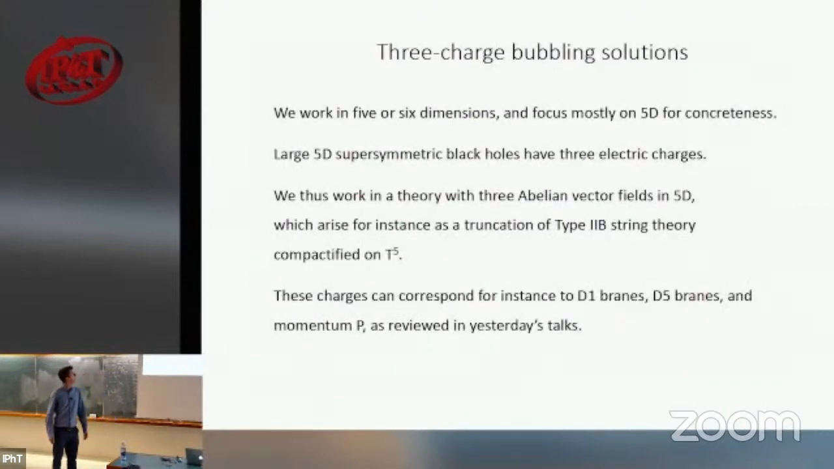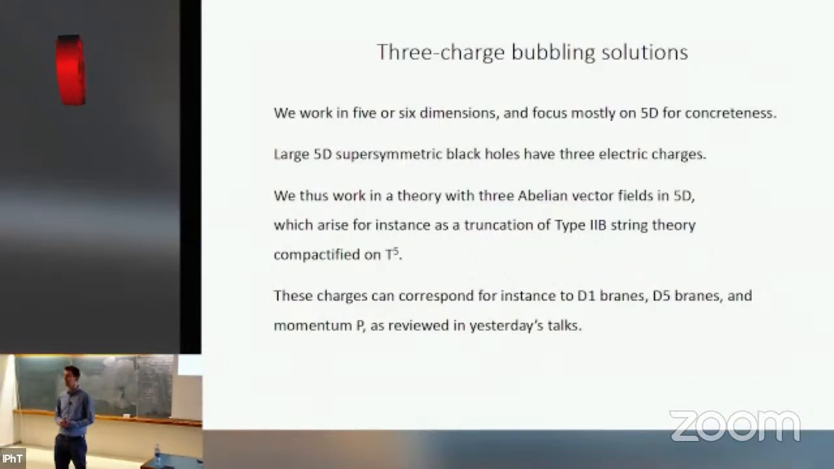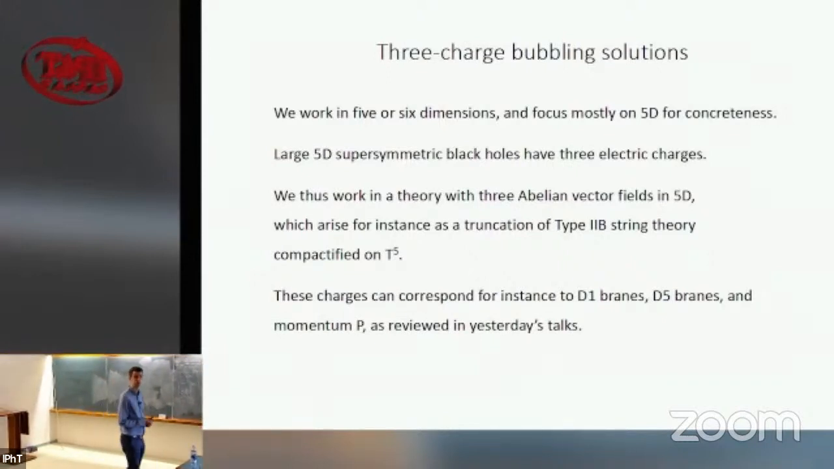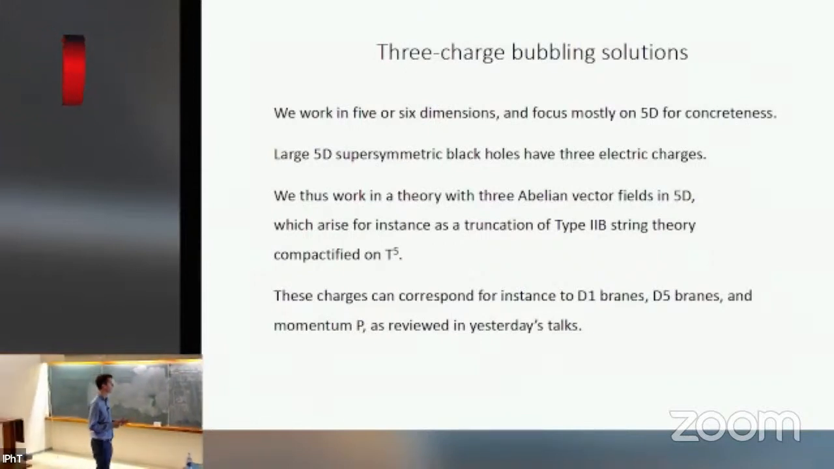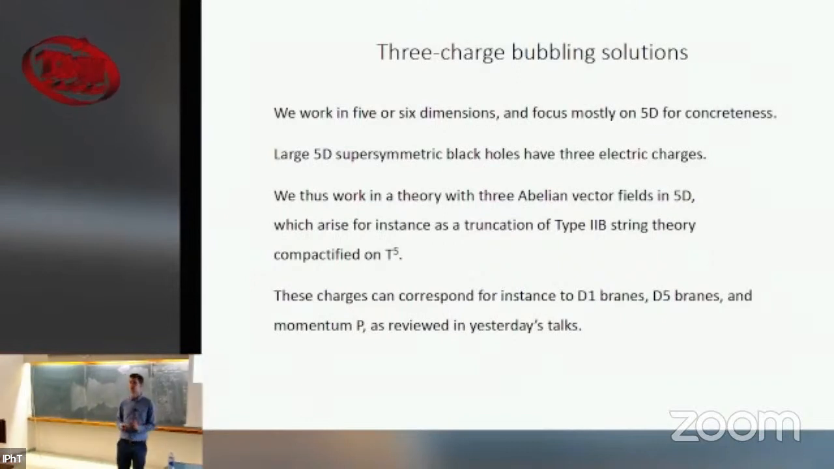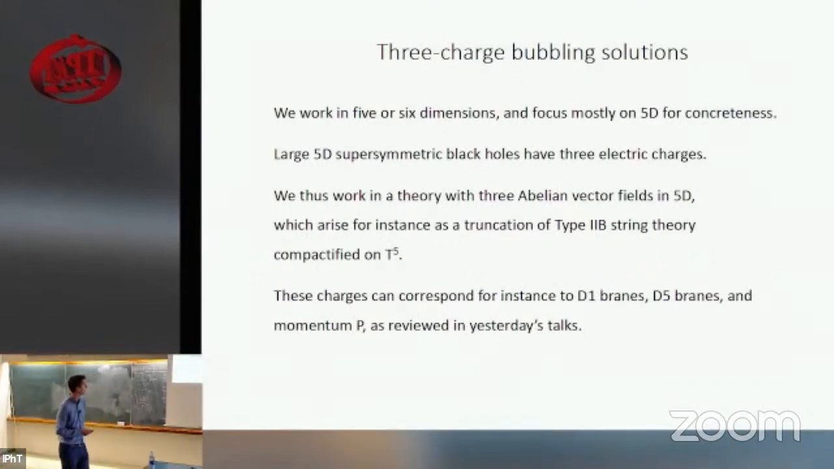Okay. So I'll be working in either 5 or 6 dimensions, but for concreteness in the talk, I'll focus on 5 dimensions. Large 5-dimensional supersymmetric black holes have 3 electric charges. So for that reason, I'll have 3 abelian vector fields in this 5-dimensional supergravity theory. And this arises, for instance, as a consistent truncation of type IIB string theory compactified on T5. And these charges can correspond to D1 branes, D5 branes, and momentum in a compact direction. So that's the same system we heard a lot about in yesterday's talks and today.